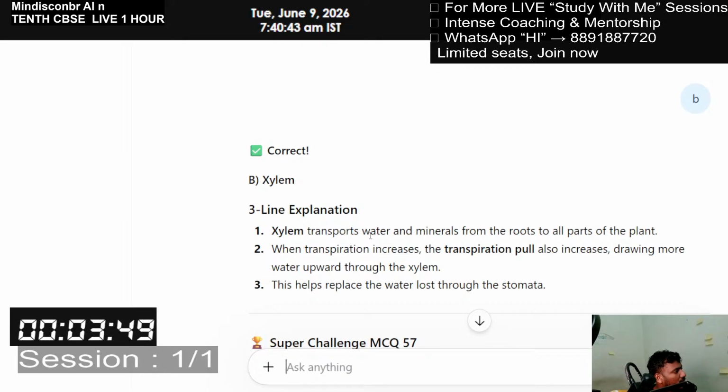Xylem transports water and minerals from the roots to all parts of the plant. When transpiration increases, the transpiration pull also increases, drawing more water upward through the xylem. This helps replace the water lost through stomata.